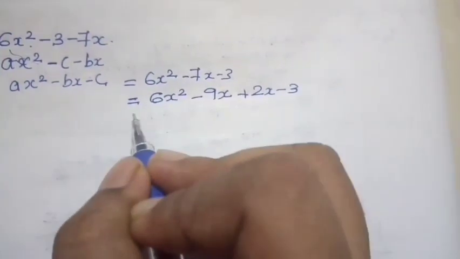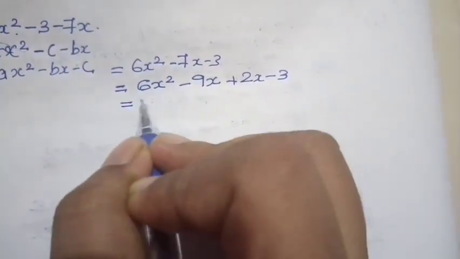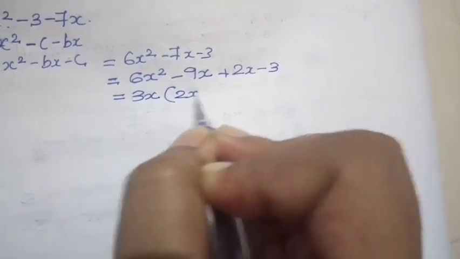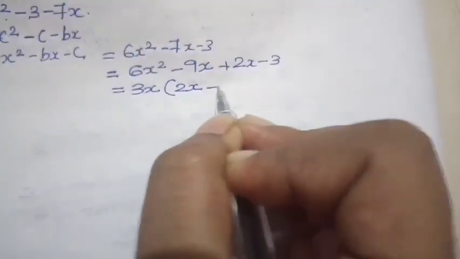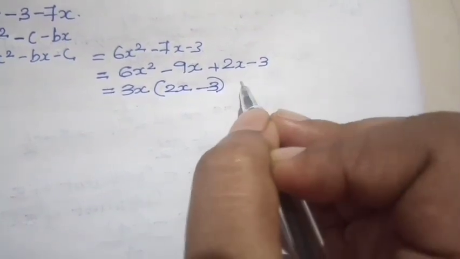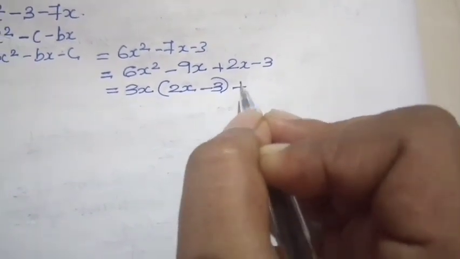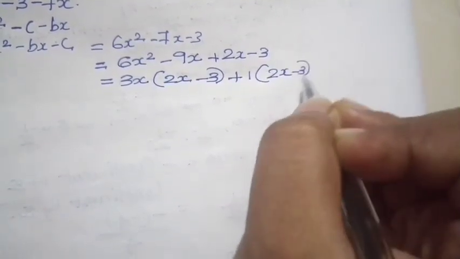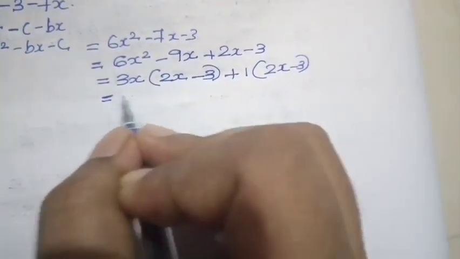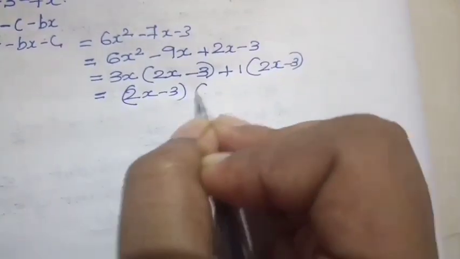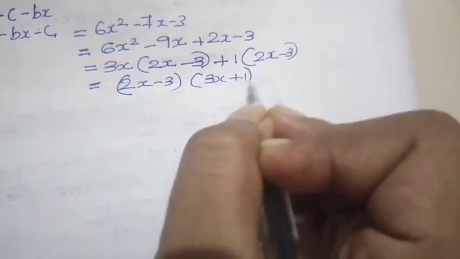So taking the common factor from this, we will have 3x as a common. So the remaining will be 2x and here we will have minus 3. From 2x and minus 3 there is nothing common, only 1. So plus 1 into 2x minus 3. And again on taking the common factor we have 2x minus 3. So remaining will be 3x plus 1.